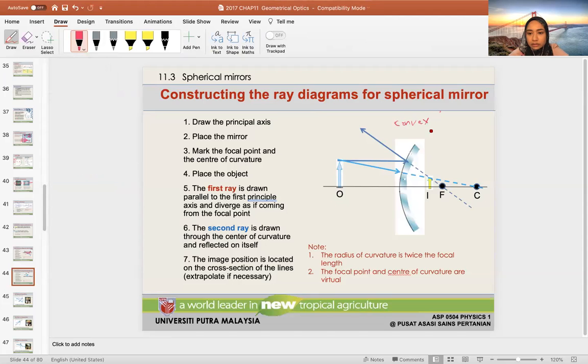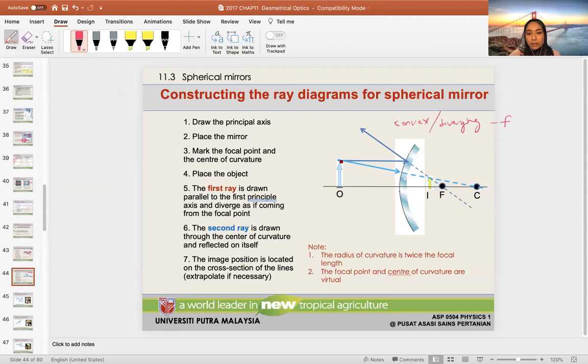Convex or diverging. So diverging mirrors, diverging lens, both will have a negative focal point. So anything diverging, negative focal point. It's always the case. So negative focal point because it's at the back of the mirror. For lens, we will learn later.